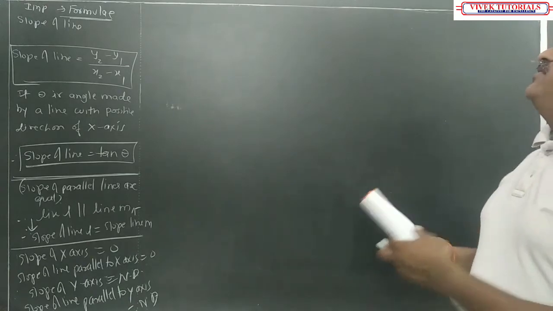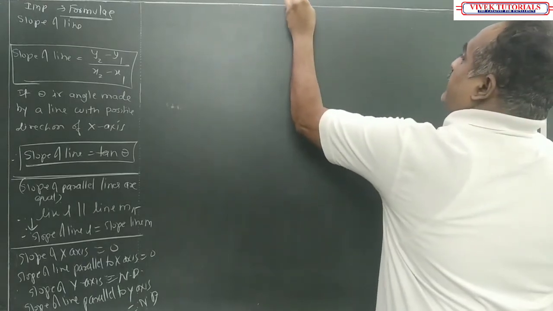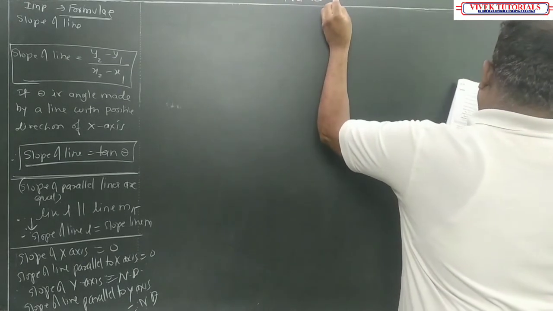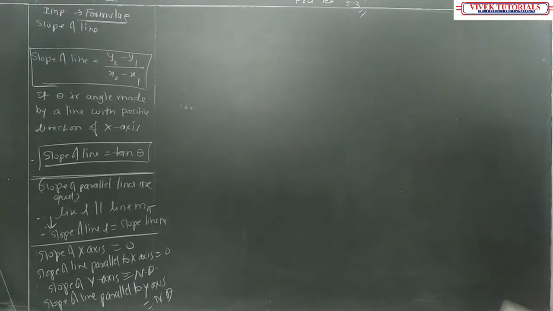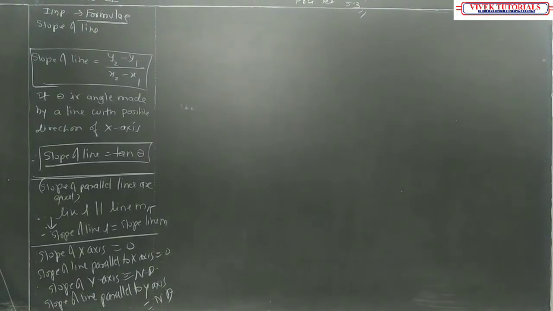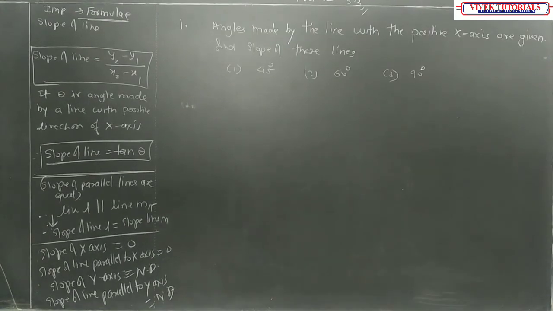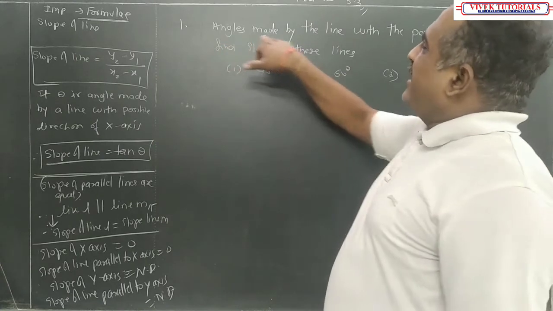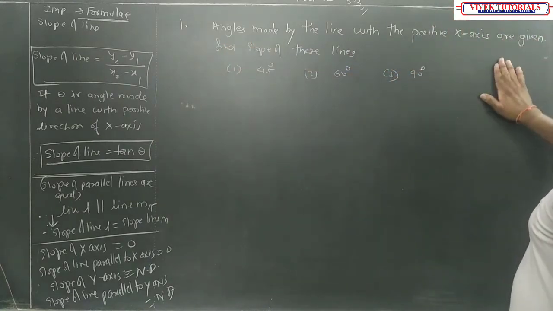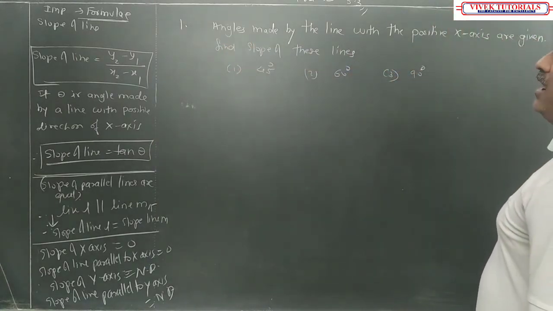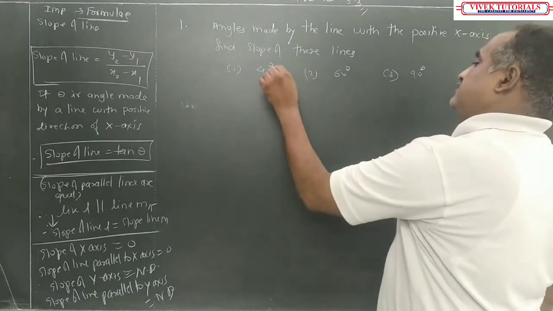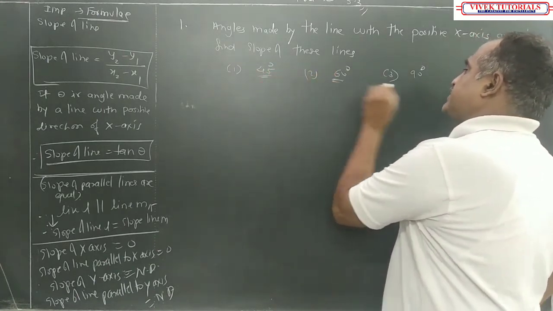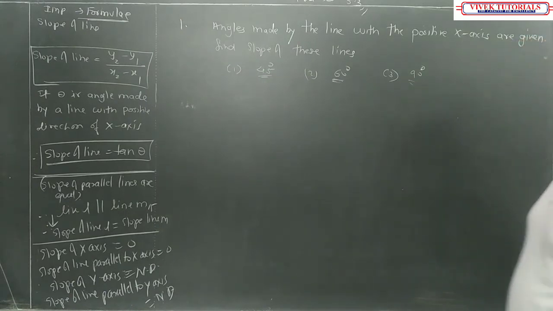Okay, I will start now with the practice set. The last practice set of coordinate geometry, that is 5.3, will continue. Now next one is the first question. Angle made by the line with positive x axis are given. Find the slope of lines. The first line's angle is 45 degree, 60 degree and 90 degree.